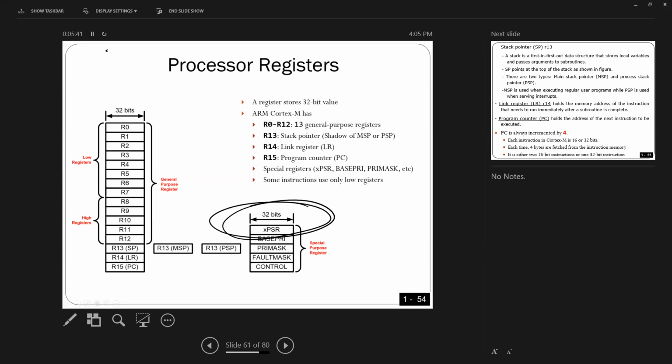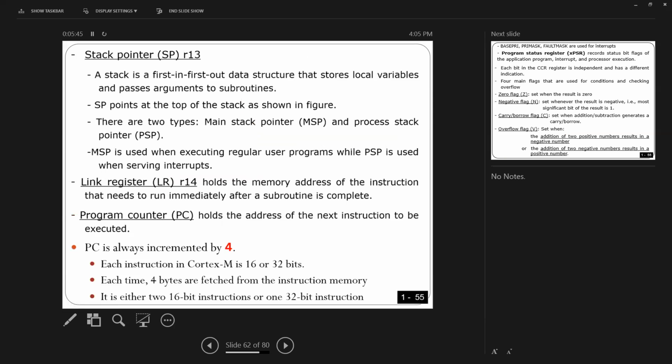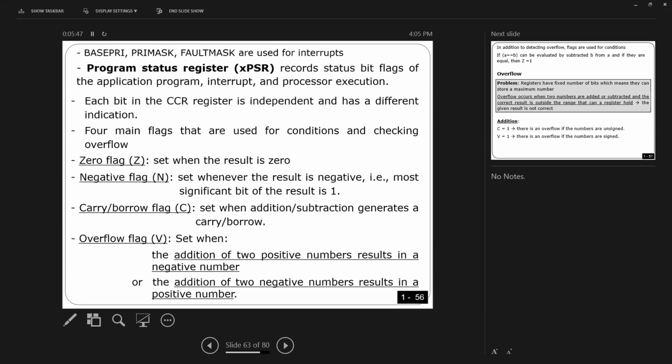I started last time to talk about this register, PSR, the program status register. Sometimes we call it the flag register. Why? Because this register has the flags. And that's also what you are going to see tomorrow. So what do you mean by flag? I'm going to tell you what I mean.